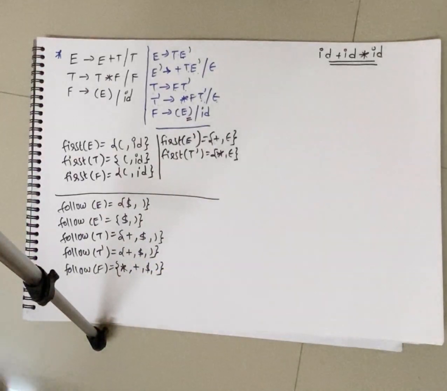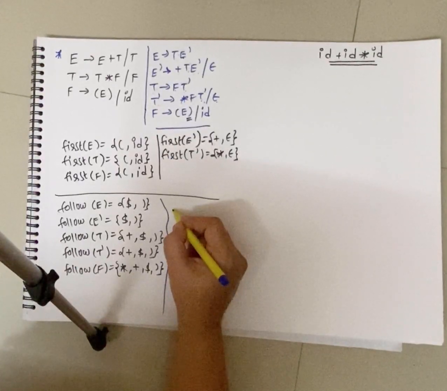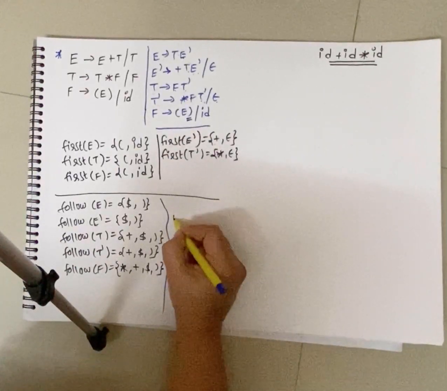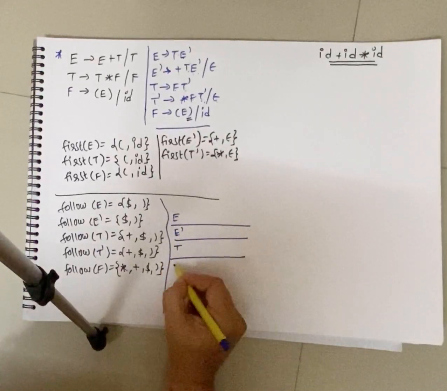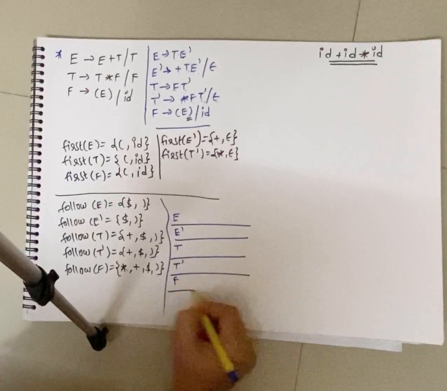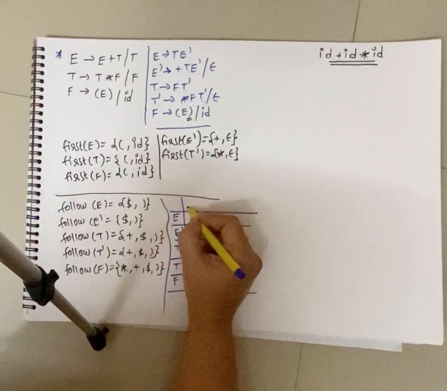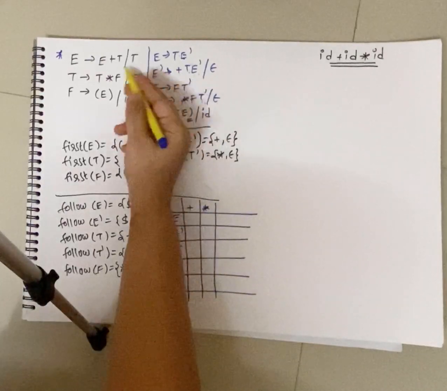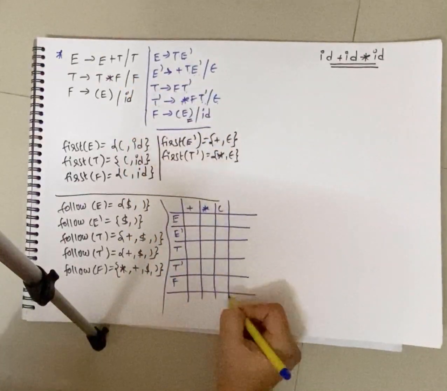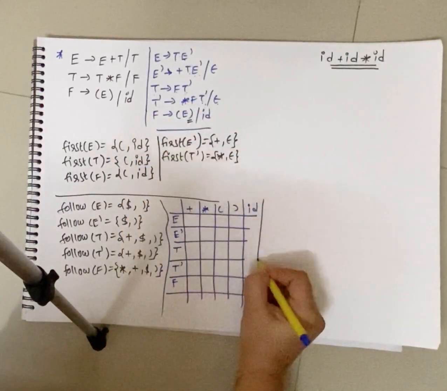answer. Okay. So we are quickly going to design the predictive parsing table as well. If I design the predictive parsing table, how many rows am I going to have? I will have E, E dash, T, T dash, F. How many columns am I going to have here? I have plus, multiplication, opening bracket, closing bracket, and id. And the last thing which I am going to add is dollar.